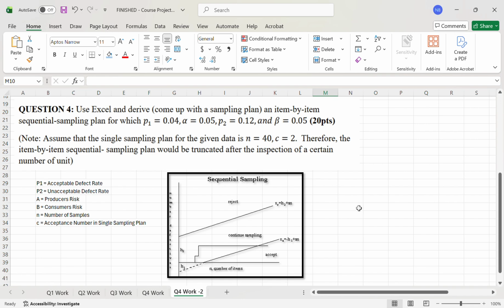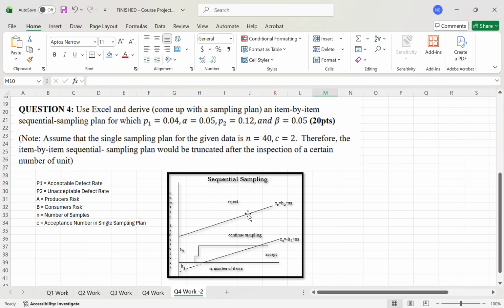This is what a sequential sampling plan looks like in visual form. You have what is called your acceptance line and what is called your rejection line. You keep pulling samples, and that's what this line represents. You see your number of items, and you're pulling samples until it crosses one of these lines. If it crosses the accept line, you accept the lot. And if it crosses the reject line, you will obviously reject the lot.